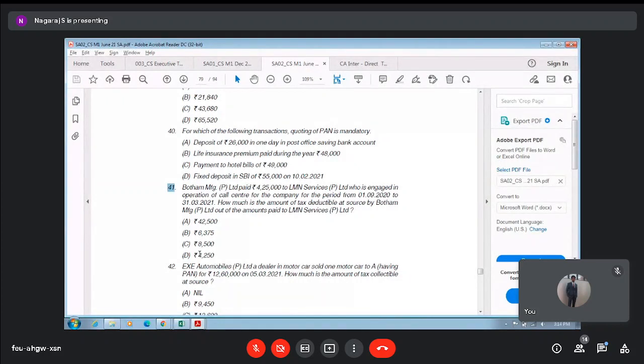TDS, which section? 194J. What is the percentage? 10% for normal. For call center, it is 2%. Okay, 2% on which amount? On this 425,000. What is the TDS amount? 8,500.